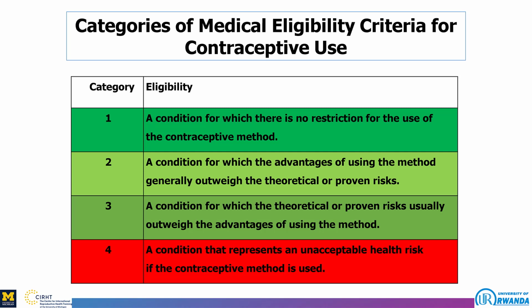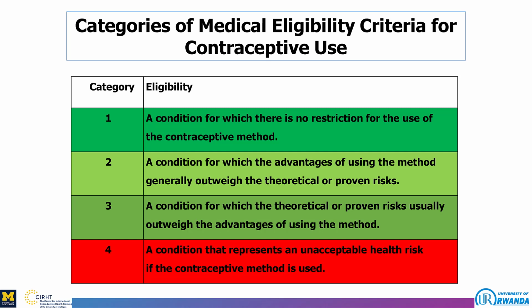Now let's look at the categories of medical eligibility criteria for contraceptive use. When you see the colors, you see there are different colors in each of the categories, and I encourage the students to memorize all those colors, because those colors are what is going to help you when you have the clinical medical eligibility criteria wheel. You will be able to immediately see and know which category my patient falls into.